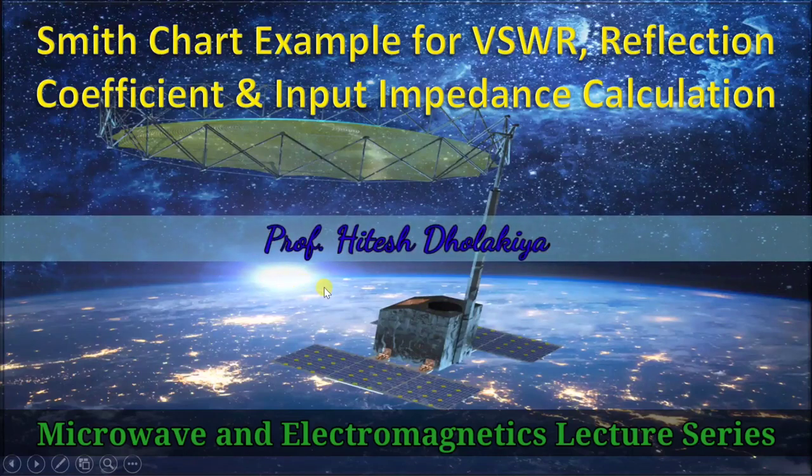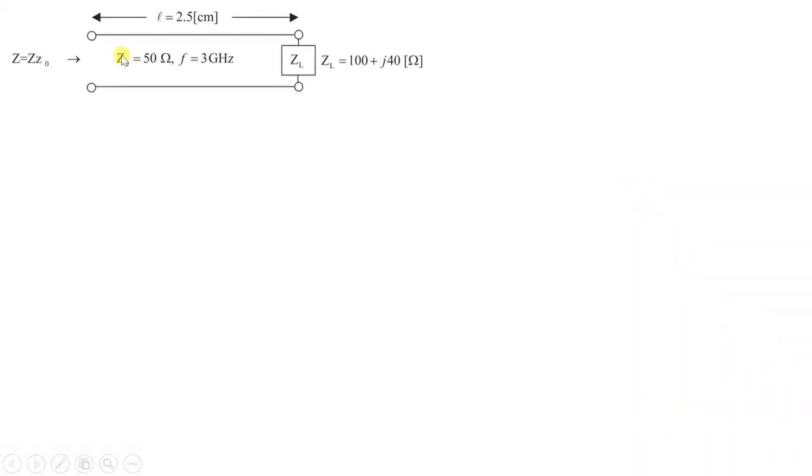I, Professor Hitesh Dolakia, am going to explain a Smith chart example for VSWR, reflection coefficient and input impedance calculation in this video. To explain this example, here we have a transmission line, you can see.